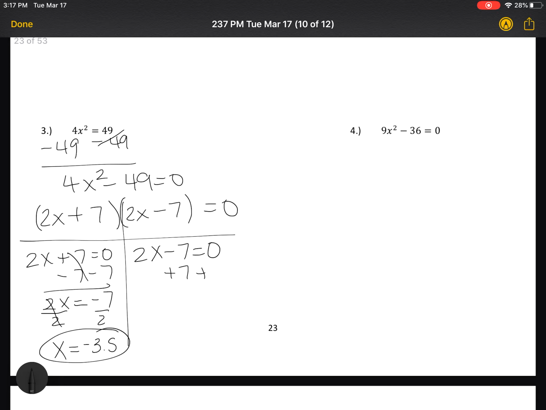And then same thing on the right side, we're just going to add 7 and divide by 2 to get positive 3.5.